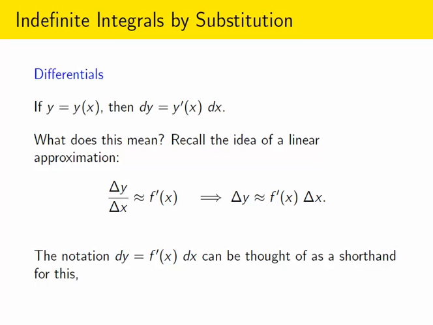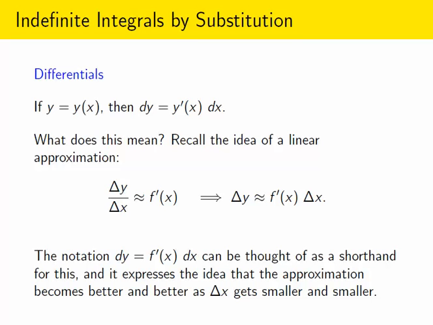Now, the notation with dy and dx instead of delta y and delta x can be thought of as a shorthand for this. And it's a shorthand that expresses the idea that this approximation should get better and better as delta x gets smaller and smaller. By the way, this f prime you see here is the same as the function y prime in this description.